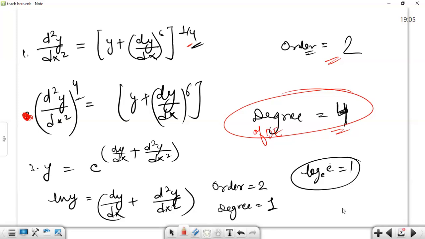Yes, Tanish. Yes, sir. So clear about order and degree?